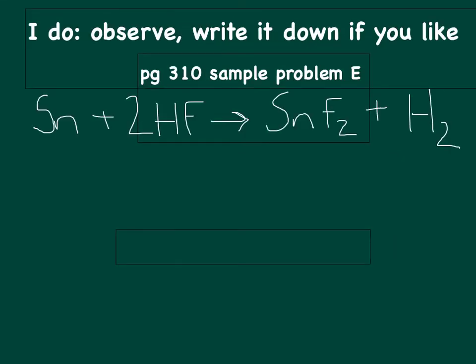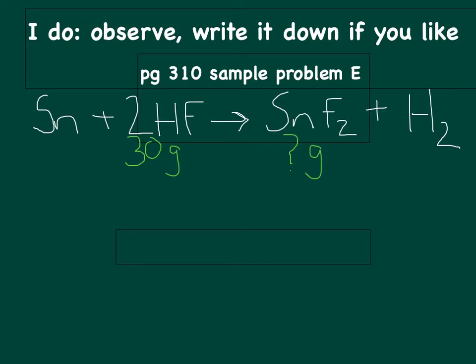Alright, we're going to use the same method that we used yesterday, the I do, we do, you all do method. So I'm on page 310. I'm going to do sample problem E. The question asks, how many grams of SnF2 are produced? So here's the question mark right here. The question mark is how many grams SnF2 are produced from the reaction of 30 grams HF. So we have 30 grams of HF.